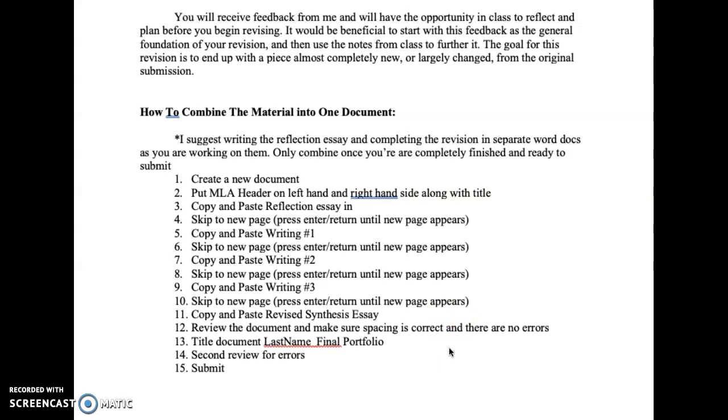Review the document. This is the most important part. Review the document. Make sure the spacing's right. Make sure there's no errors. Make sure things haven't gotten jumbled. Title your document last name, final portfolio. Review it again, and then you'll submit it.